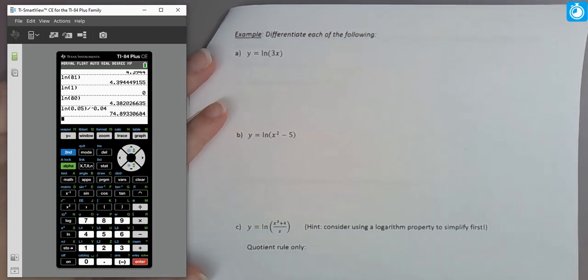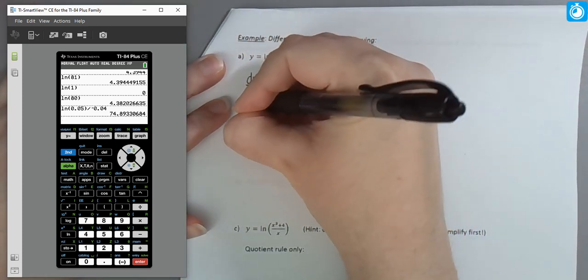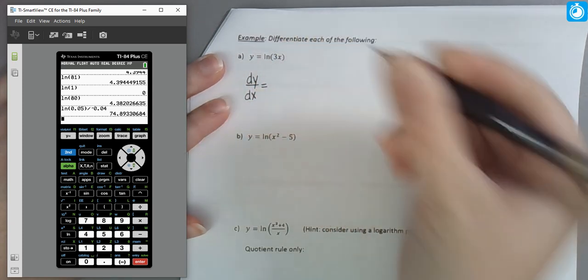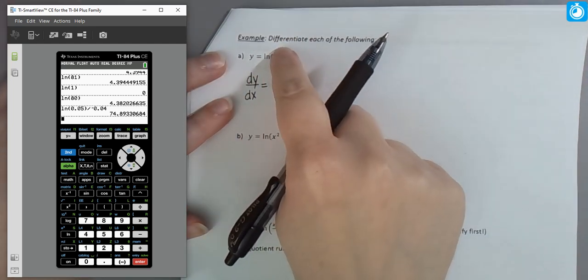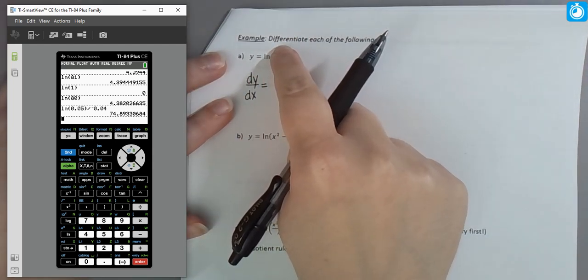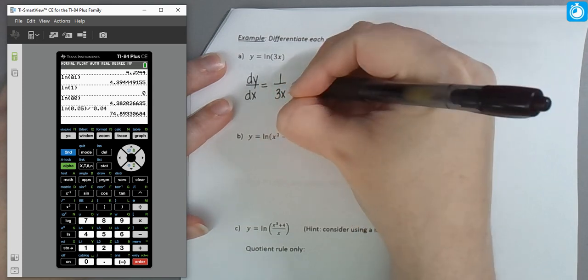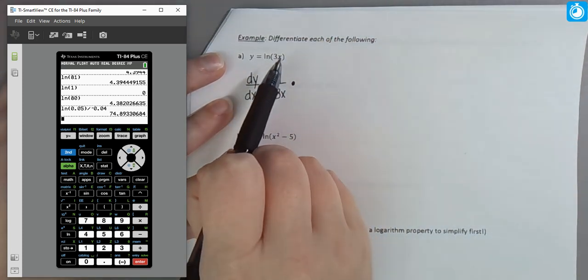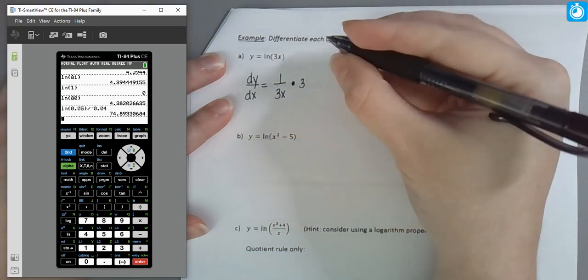Okay, what about natural log of 3x? So now we have our natural log function, but we don't just have an x inside, we have an additional function that involves x. So start with the outer function, in this case our natural log. So we're going to take the derivative of the natural log, which says 1 over whatever the input for the natural log is. So in this case, 1 over 3x. So 1 over 3x times the derivative of the inner function. Well, the derivative of 3x is going to be 3.